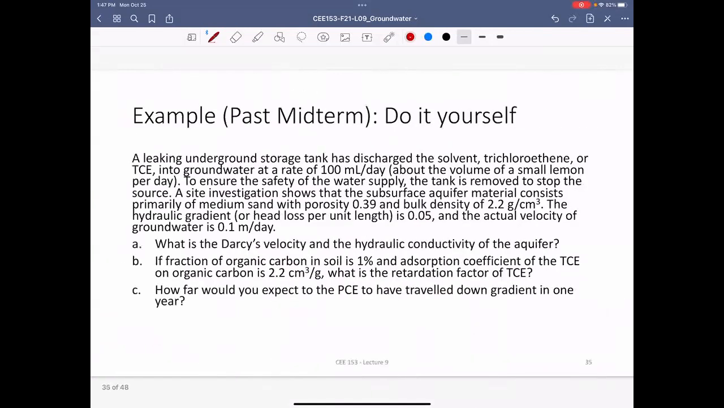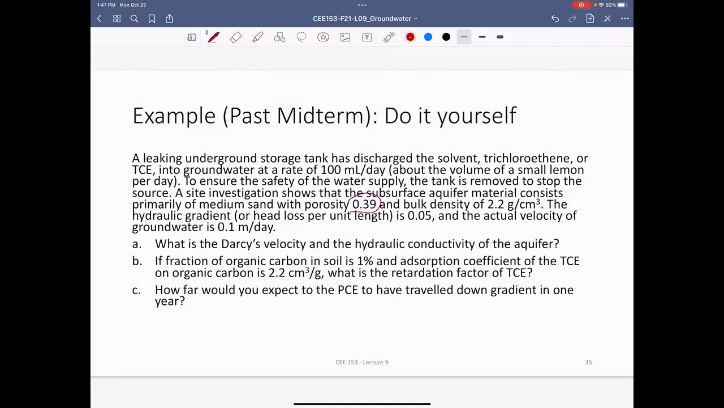All right, so let's solve these questions, and you will see that it's quick. A leaking groundwater storage tank has discharged the solvent trichloroethane into groundwater at a rate of 100 ml per day. To ensure the safety of the water supply, the tank is removed to stop the source. A site investigation shows that subsurface aquifer materials consist of primarily medium sand with porosity.